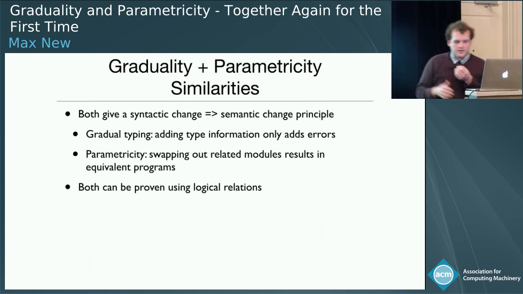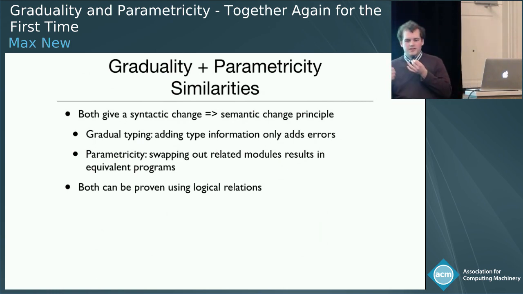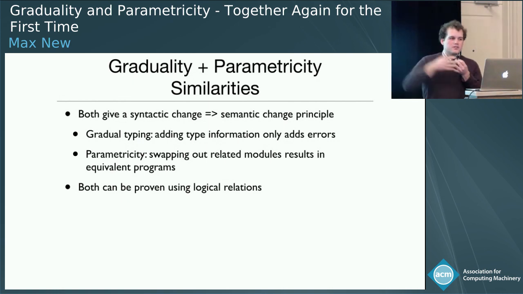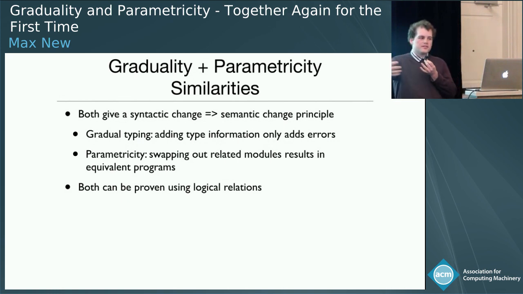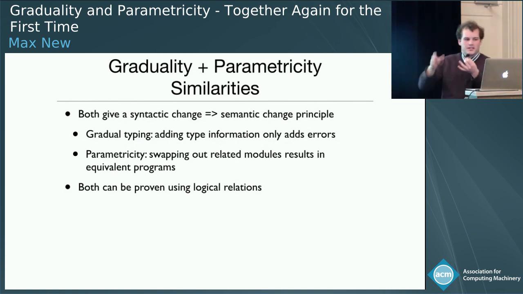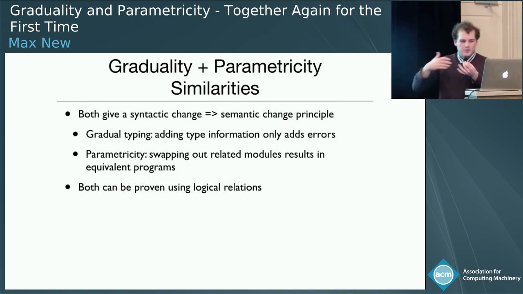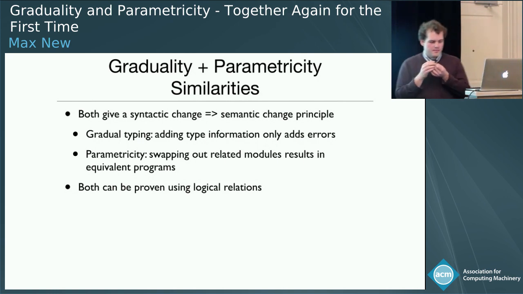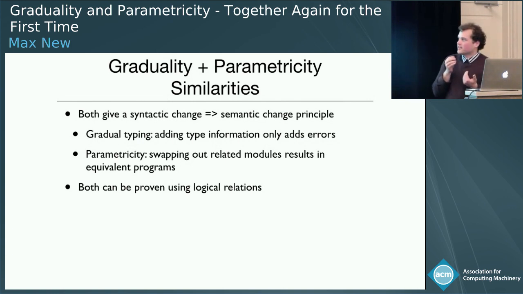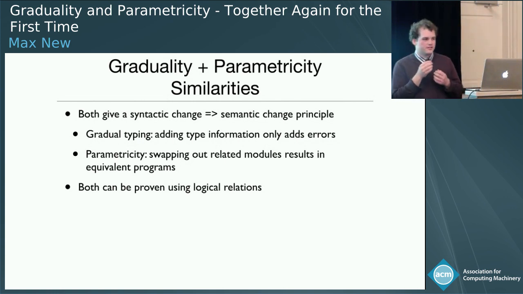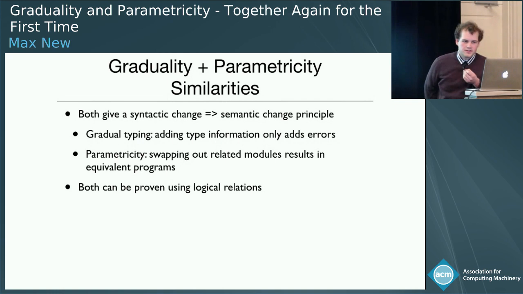Okay. So there are actually similarities between these two properties, right? They both give this kind of syntactic to semantic, local to global principle. With gradual typing, adding types results in only adding errors. With parametricity, swapping out small modules will result in not changing the behavior of the program. And mathematically, we also get similarity. They're both proven using logical relations that have a similar structure.